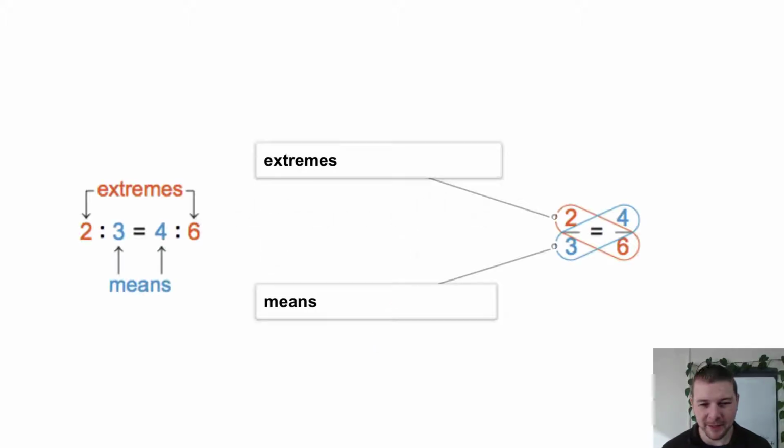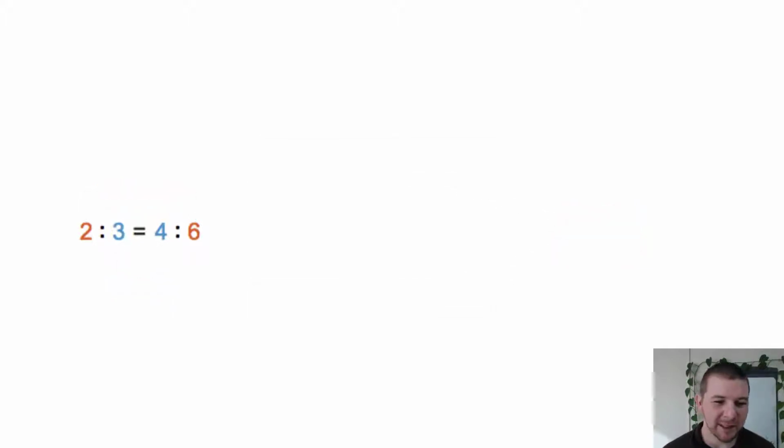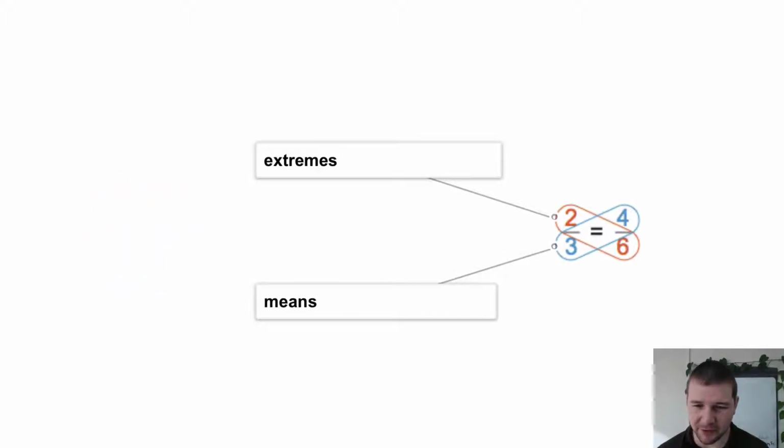And here we have some more vocabulary: extremes and means. Notice when our ratio is written in the form on the left, 2 to 3 equals 4 to 6, the extremes are the values on the outside, so our initial and then our ending value. The means are the values on the inside, the second value from the first ratio and the first value from the second ratio. When they're written in fraction form as shown at the right, the extremes are 2 and 6 in this case, and the means are 3 and 4.